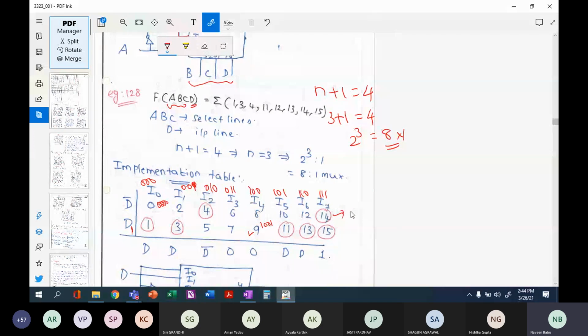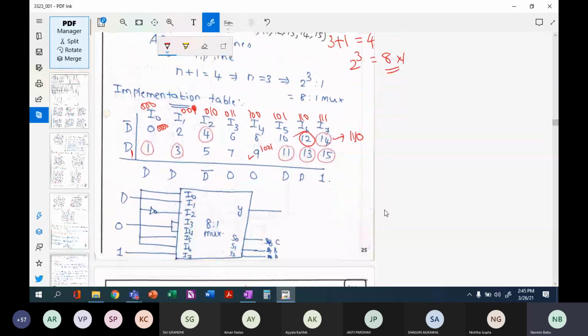This cell, let me take. It is 1, 1, 1, 0. D bar is 0, so 1, 1, 1, 0 corresponds to 14. Right? Now let me circle it. 1 is circled, 3 is circled, 4 is circled, 11 is circled, 12 should also be circled. Okay, that is a mistake then. 12 is circled, 13 is circled, 14 is circled, and 15 is circled.